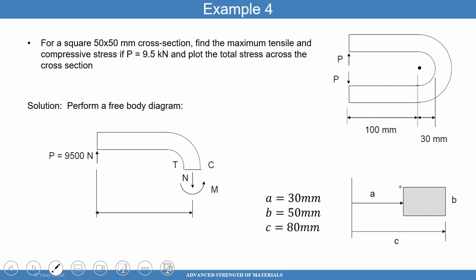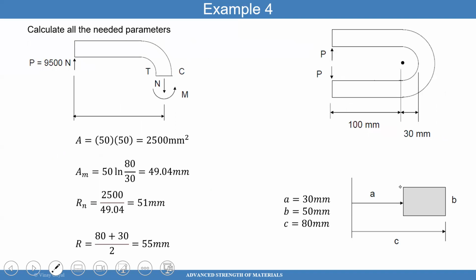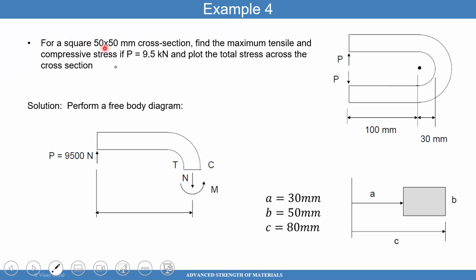Okay. So you can see here all the different parameters we have. Calculate the cross-sectional area, 50 by 50, because we told you that it's a square cross-section, 50 by 50. So calculate that area first.